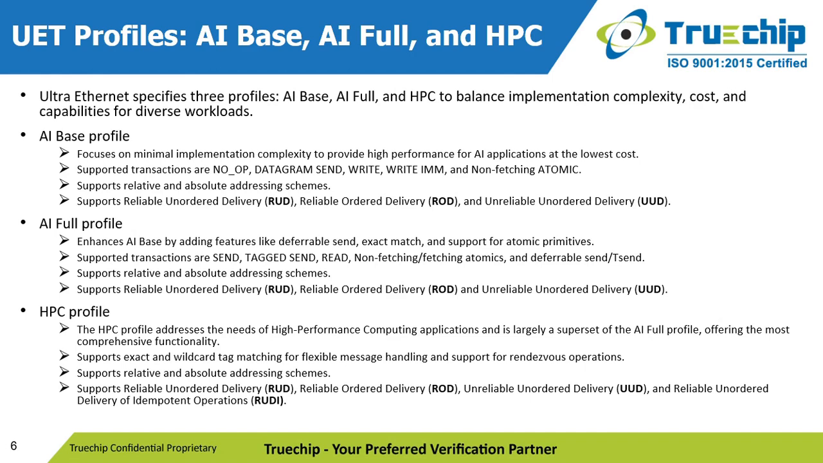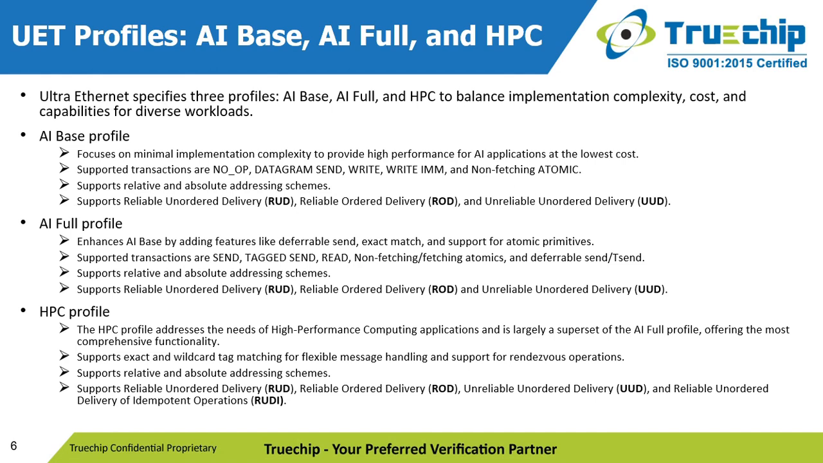Ultra Ethernet profiles. Ultra Ethernet specifies three profiles: AI Base, AI Full, and HPC to balance implementation complexity, cost, and capabilities for diverse workloads. AI Base profile focuses on minimal implementation complexity to provide high performance for AI applications at the lowest cost. Supported transactions are no operation, datagram send, write, immediate write, and non-fetching atomics. Supported addresses are relative and absolute. It supports RUD, ROD, and UUD.